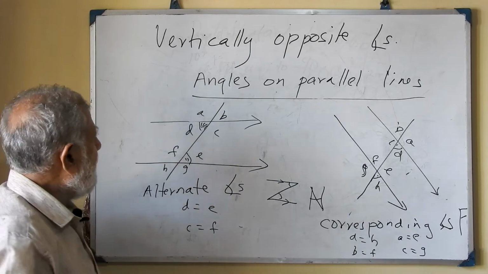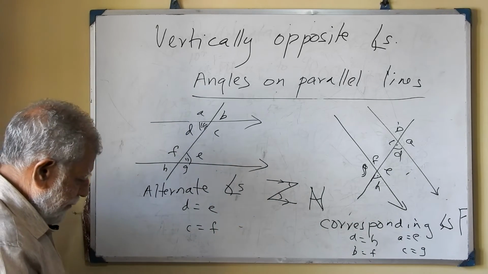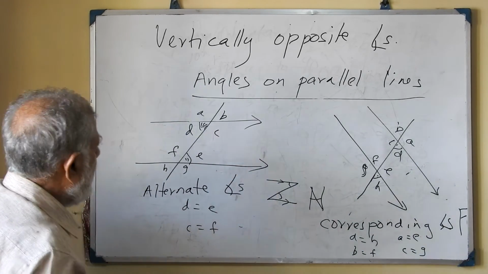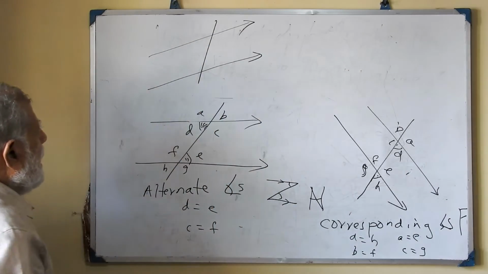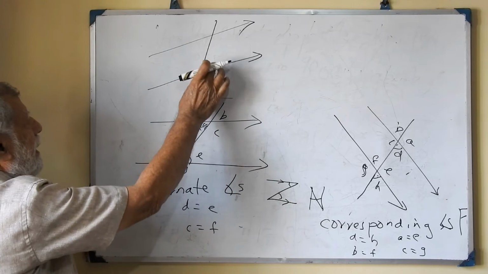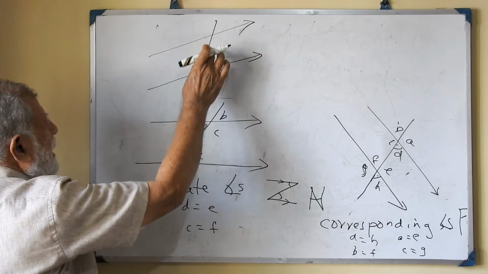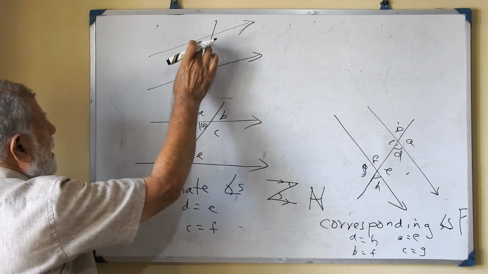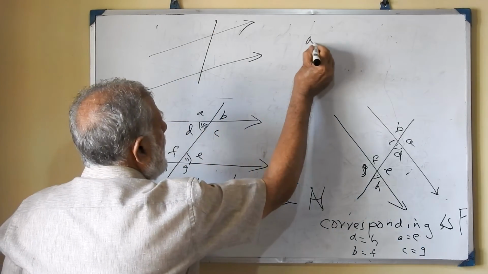Now, we have one more type of angle on parallel lines, which we have to study. Look at the parallel lines. So we have the transversal. Then we studied about alternate angles, either Z or N. Then we studied about corresponding angles, one outside, one inside. Then we have another type of angle called allied angles.